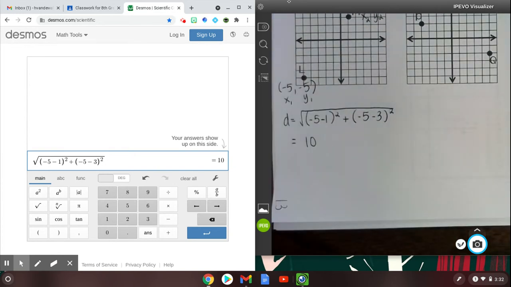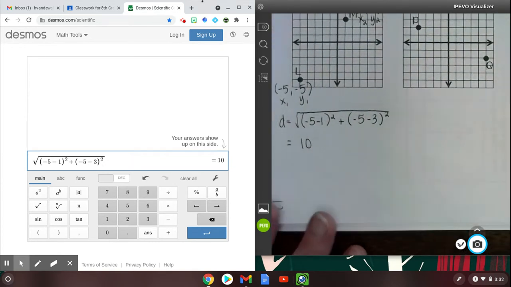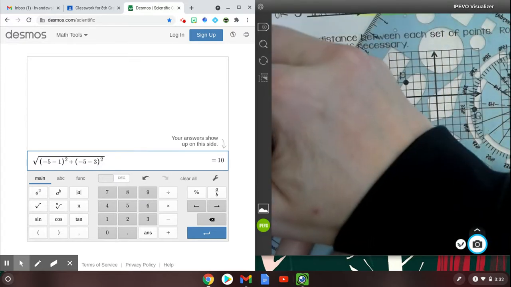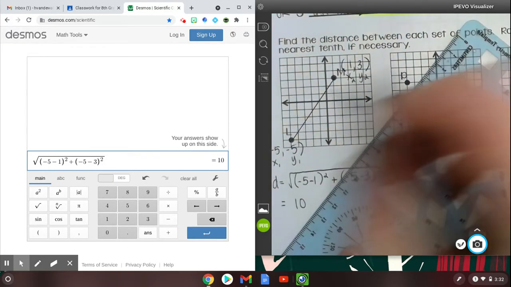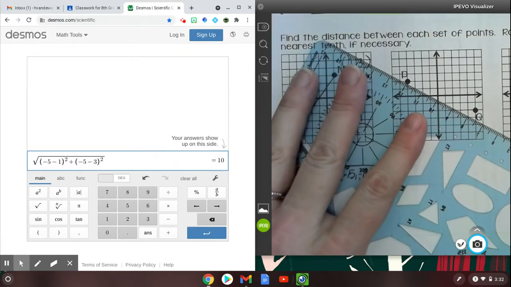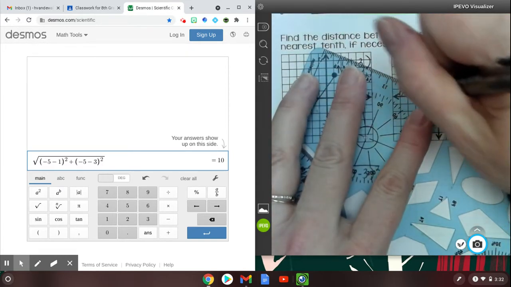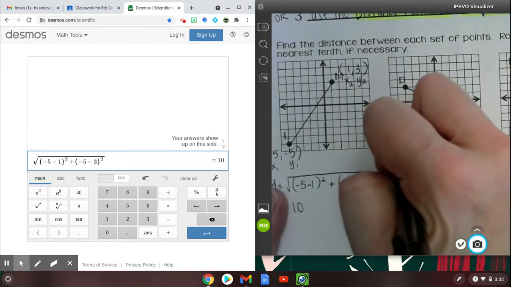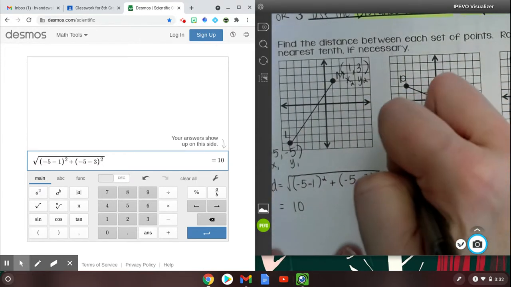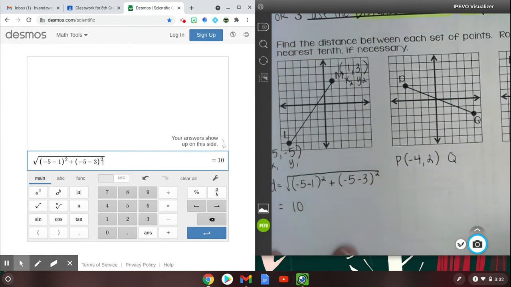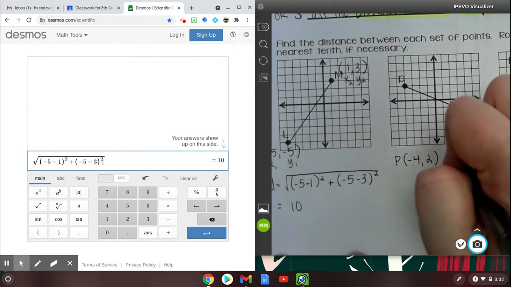Okay. All right, let's try another set. What it's telling you here is the distance between L and M. The length of this segment is 10 units. Now we want to find the distance between points P and Q. I'm going to write those out here. P was at coordinates -4, 2. And Q was at the coordinates 5, -2.